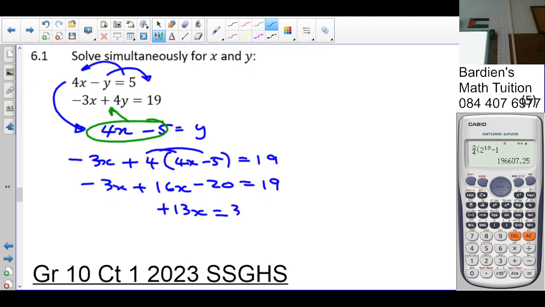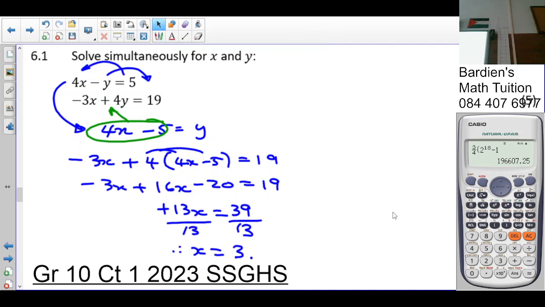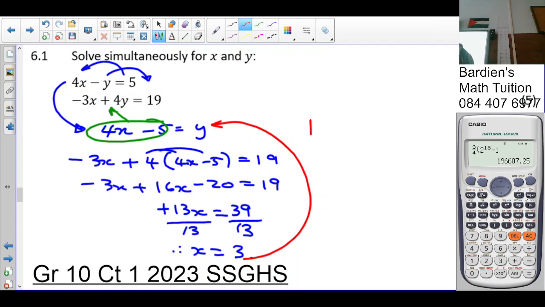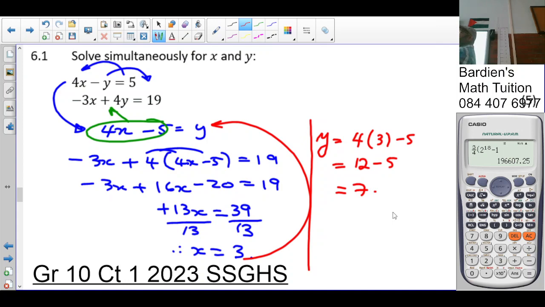39. How do I get x on its own? Divide by 13 both sides. So therefore x is equal to 3. What do I do with that? Substitute this back into one of the previous equations. I'm going to go with that one. Why? Because I already have y as the subject of the formula. Can you see that? So y is equal to 4 times 3 minus 5. What's 4 times 3? 12 minus 5 is 7. Okay. Normally this goes under this, no? But because of space here, it's written on the side.